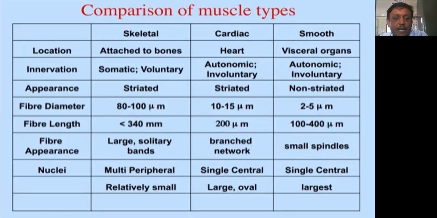When we compare the diameter of the muscle fiber, skeletal muscle fiber is 80 to 100 micrometer, cardiac muscle 10 to 15 micrometer, and smooth muscle 2 to 5 micrometer. Fiber length in skeletal muscle is more than 340 millimeter, in cardiac muscle approximately 200 micrometer, and in smooth muscle approximately 100 to 400 micrometer. In skeletal muscle, the fibers are large, solitary, and banded. In cardiac muscle, the fibers are branched, and smooth muscle fibers are small and spindle shaped.